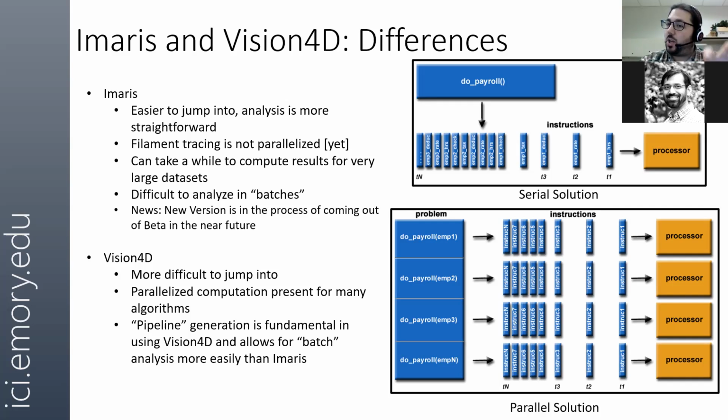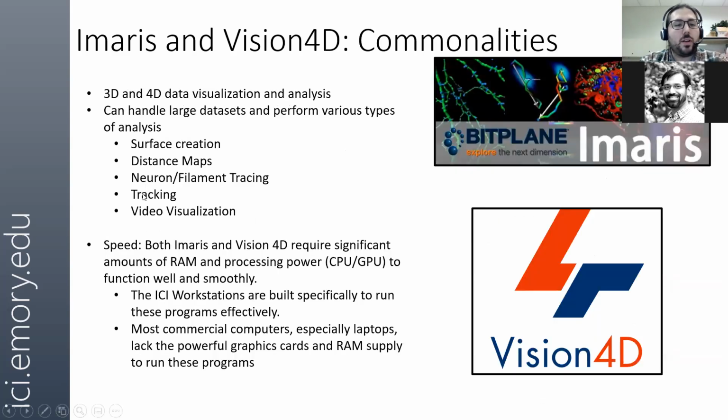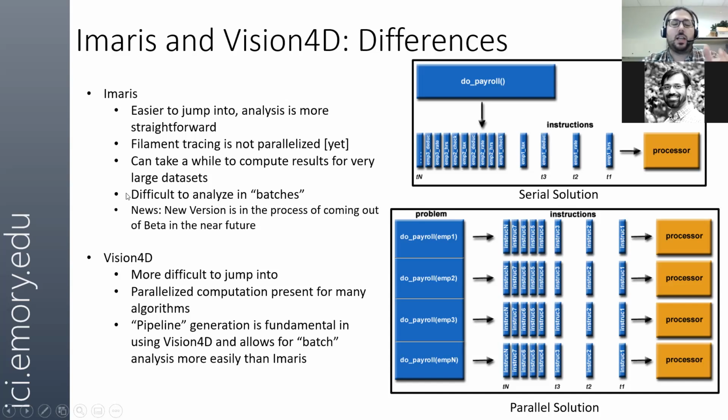Vision 4D does a better job of performing calculations in that way than Imaris. Imaris is generally less parallelized. So for calculations like the neuron or filament tracing calculation, those can be done much more quickly with Vision 4D for a very large data set than they can be for Imaris for a data set of similar size. And that just comes to how those processes were implemented in each of these softwares.